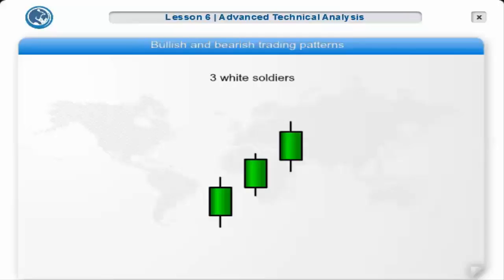Three white soldiers. This is a 3-candlestick reversal pattern that indicates only a bullish trend. All 3 candles are green, with the second one closing above the closing price of the first candlestick, and the third one closing above the closing price of the second candlestick.